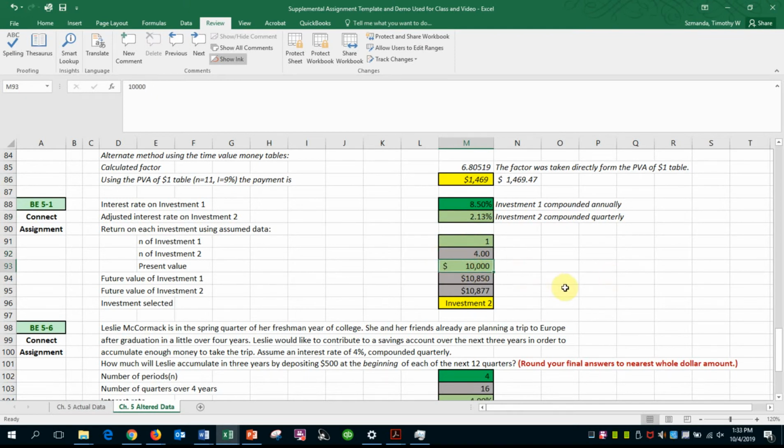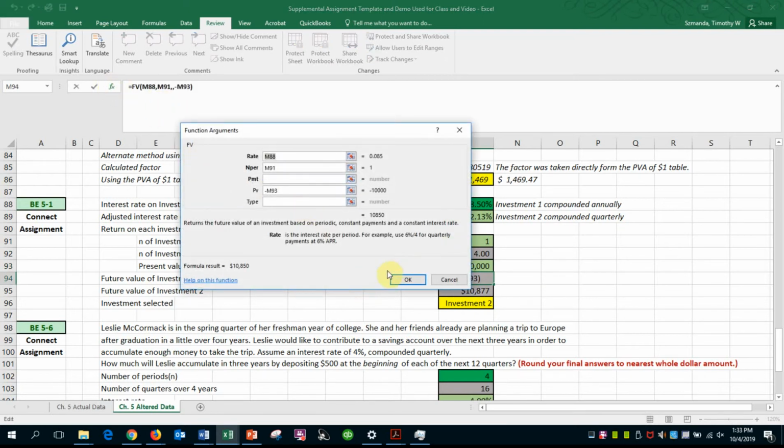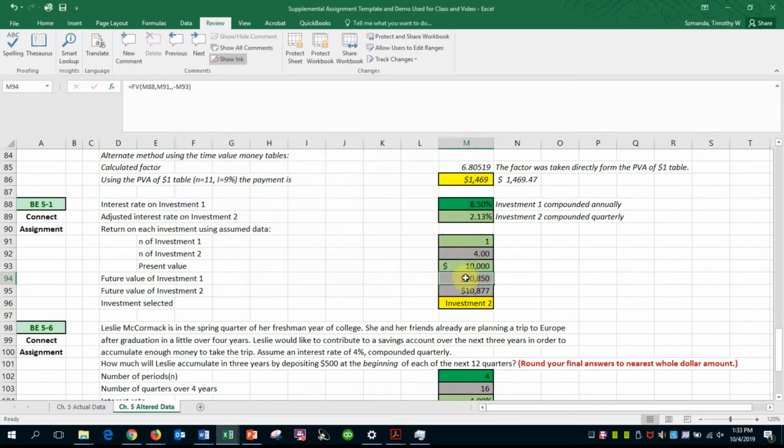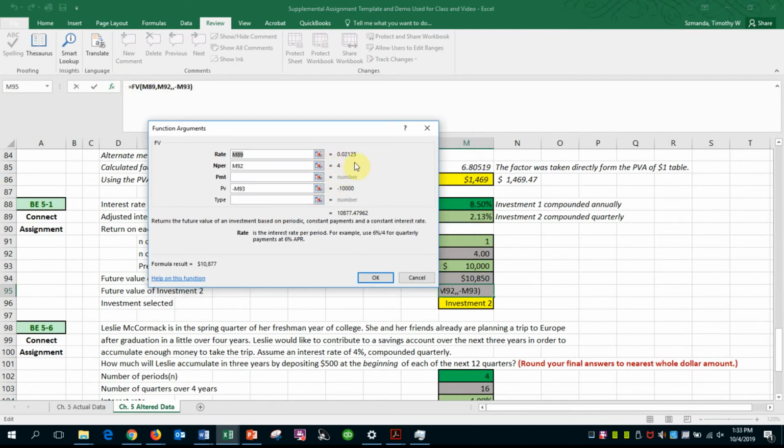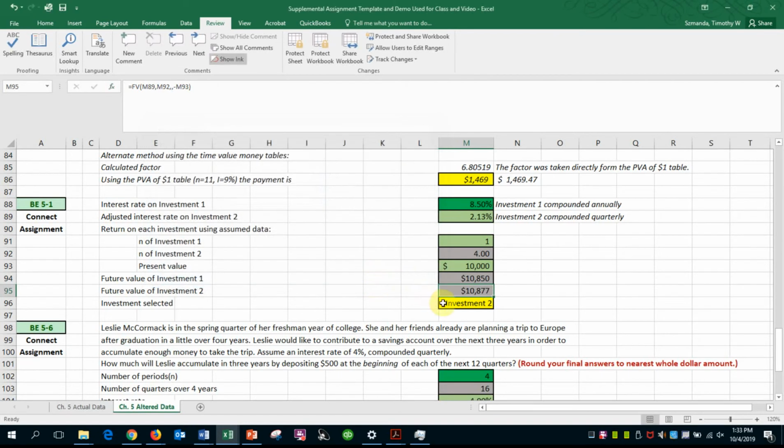Present value is given at 10,000. Now we can go ahead and use our future value function to calculate what the future values are. So the future value then of investment number 1 is $10,850. The future value of investment number 2, again 4 periods at 2.125% rate, is $10,877.